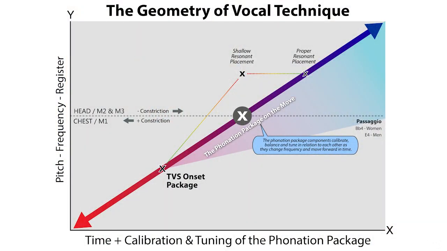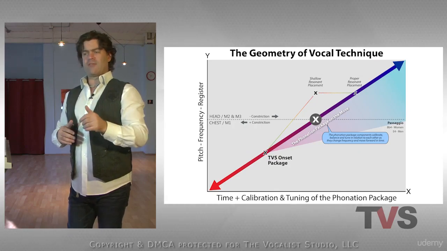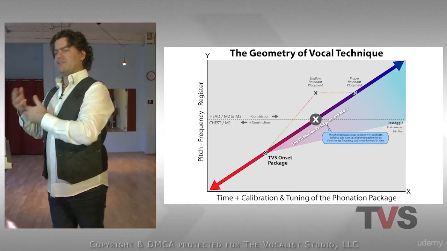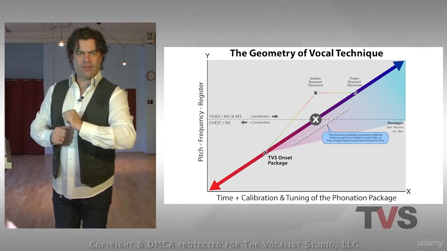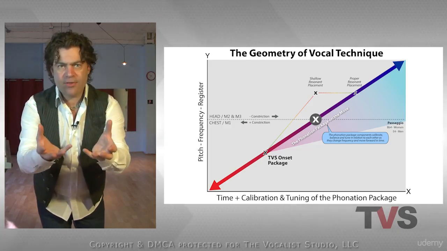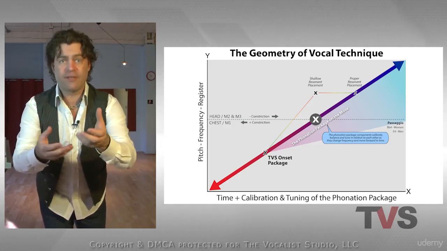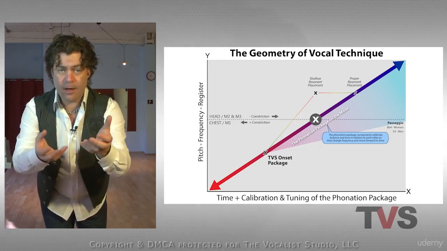If you look at the geometry of vocal technique, the y-axis represents pitch, frequency, register, or up, down, low, high. And the x-axis represents movement through time, of course, because there's nothing any of us can do about the arrow of time. But more importantly, as far as vocal training is concerned, the calibration and tuning of the phonation package, or simply stated, the balancing and tuning of all the technical components in your singing.